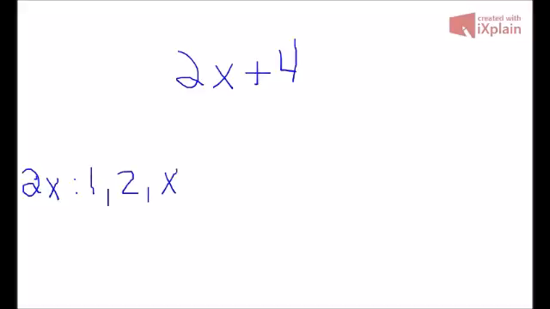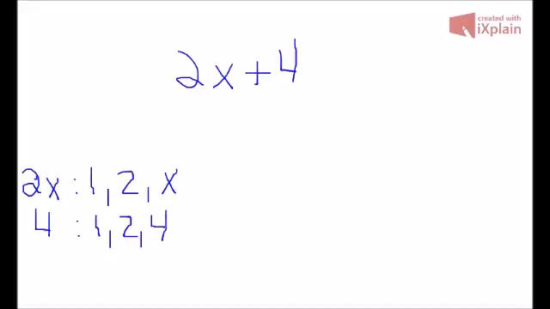Now, let's try to factor an expression. Let's start out with an easy one. 2x plus 4. To factor an expression, you look for the common factors. So let's factor a 2x. 1, 2, and x would be the factors. And for a factor of 4, you get 1, 2, 4.